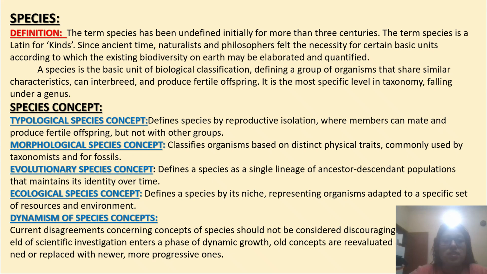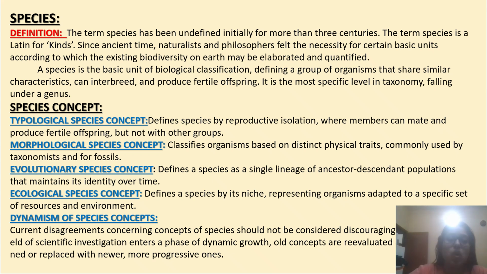Next, what is a species? The term species remained undefined initially for more than three centuries. The term species is Latin for kinds. Since ancient times, naturalists and philosophers felt the necessity for certain basic units according to which the existing biodiversity on Earth may be elaborated and quantified. A species is the basic unit of biological classification, defining a group of organisms that share similar characteristics, can interbreed and produce fertile offspring. It is the most specific level in taxonomy, falling under a genus.